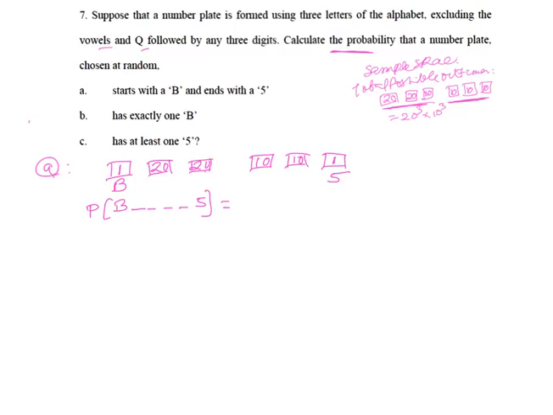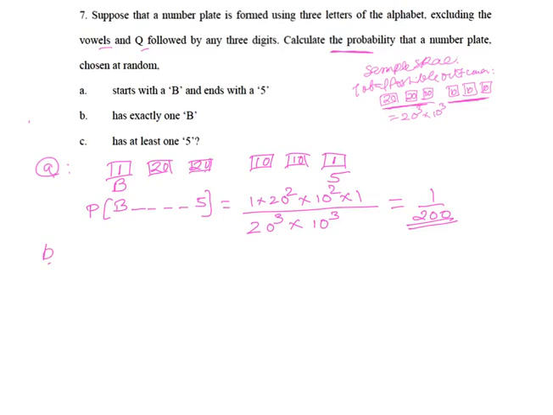How many choices do I have? 1 times 20 to the power of 2 times 10 to the power of 2 times 1, divided by the total sample space, which is 20 cubed times 10 cubed. So the probability, I can evaluate using my calculator, or without even a calculator you can say it is going to be 1 over 200. That is answer number A.